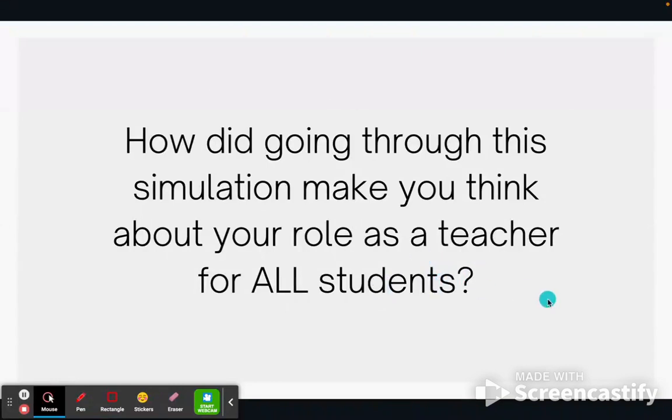So as far as this, I touched on this before, but how will this simulation help me think as a teacher for all students? Just because you know the answer and what you think is right comes to you naturally, I think it's so important to really get inside of a kid's head and understand why they think the answer that they had is right. Because a lot of times there is a logical reasoning for why they get answers.